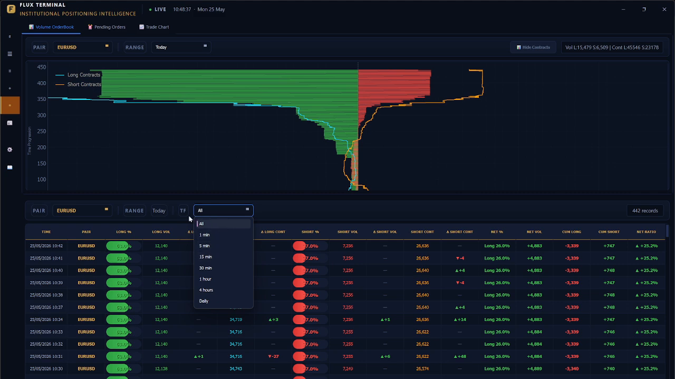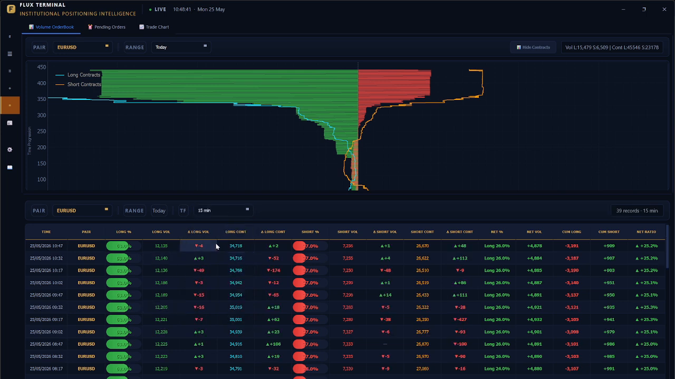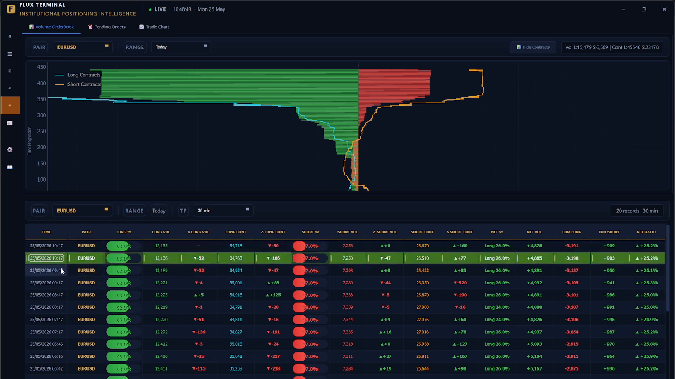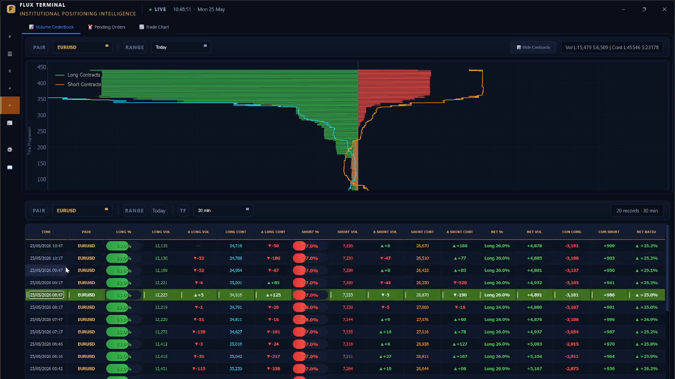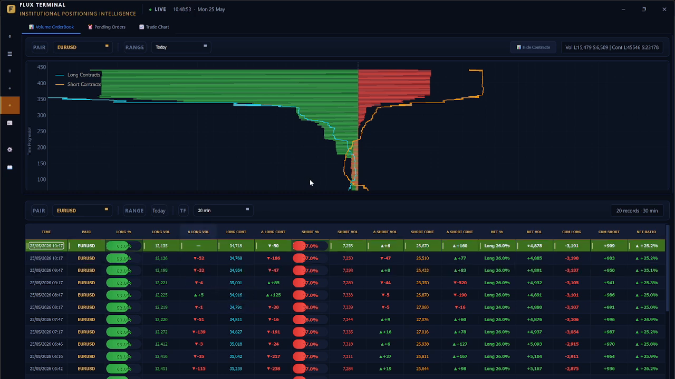You also have time frame options where you can select between the time frames, so you can look at the 60 minutes time frame, or if you prefer, the 30 minutes time frame, to see what's happening in the data every 30 minutes.